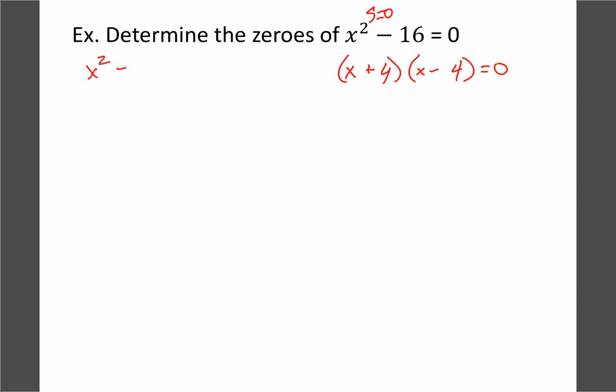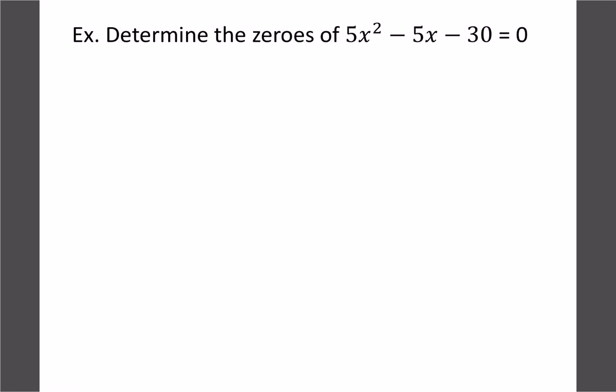And we could actually solve this question by switching it to vertex form, which is pretty easy. Bring the 16 over, square root both sides. So we'd have 4 and negative 4 as our two solutions. But if we do it by factoring, we can see we get the exact same answers either way.